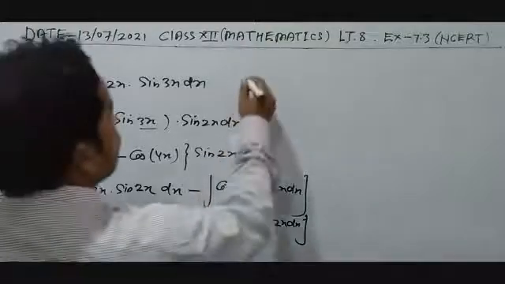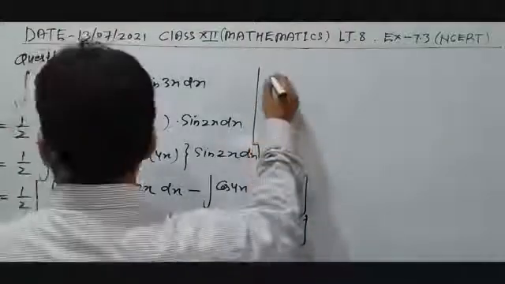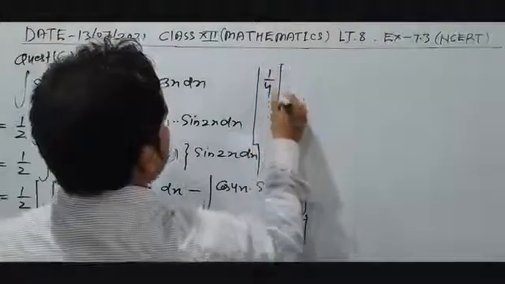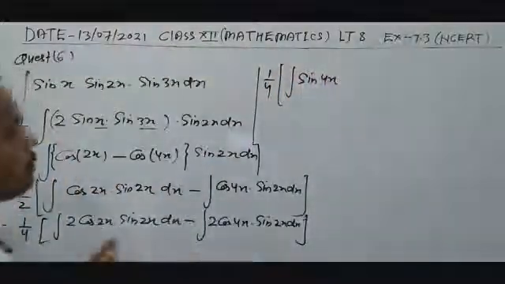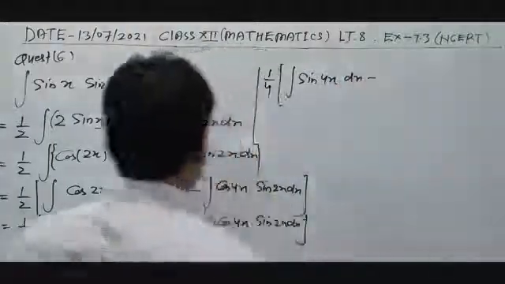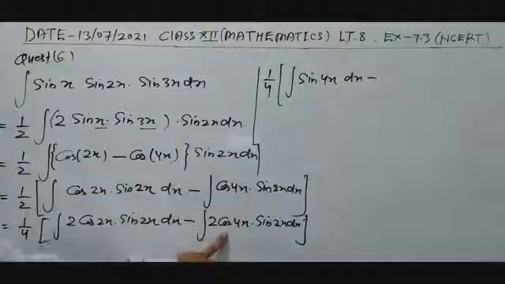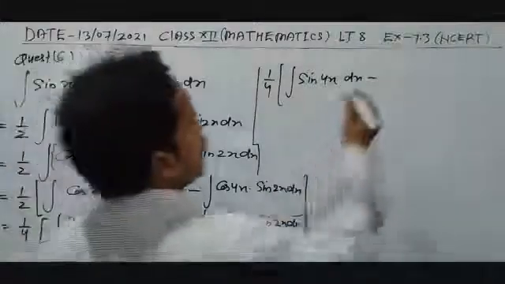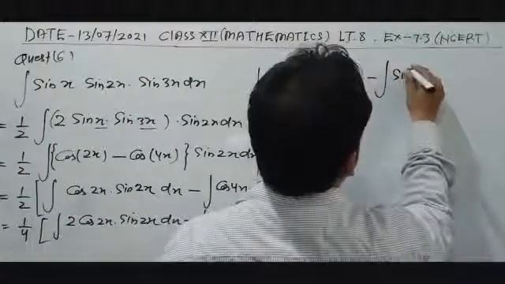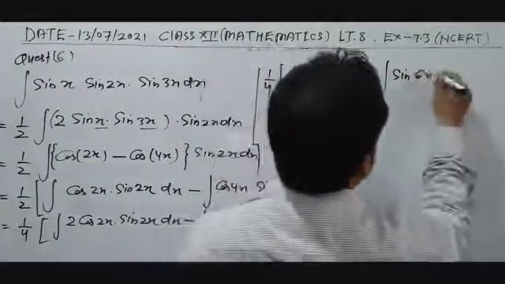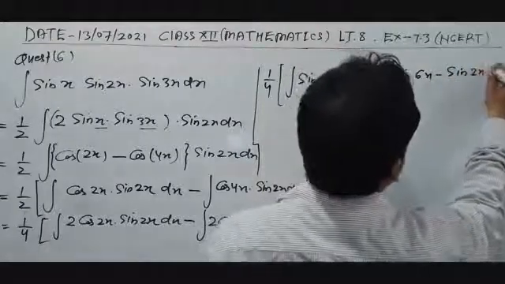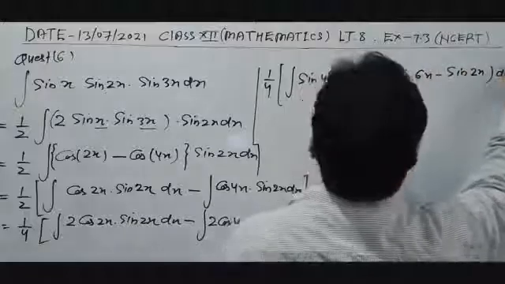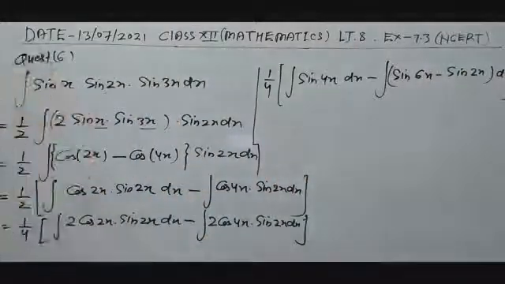So result will be 1 by 4 outside the integral part, integration over sin of 4x dx minus, and this is the result of sin of a plus b minus sin a minus b. So integration over sin of a plus b, result is 6x, minus sin of a minus b, result is 2x, whole dx. Now square bracket closed.